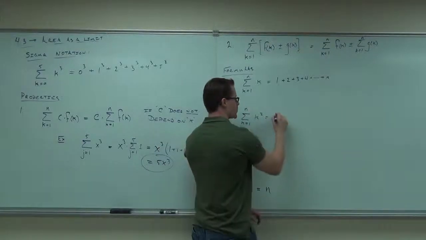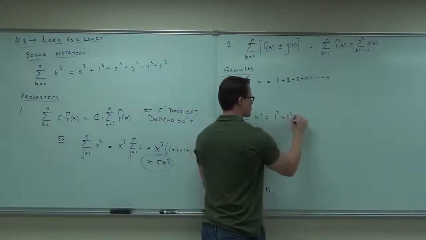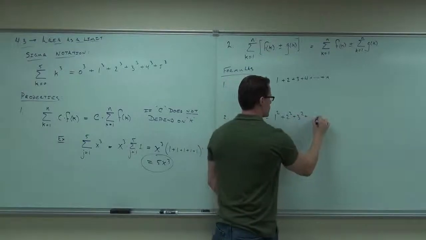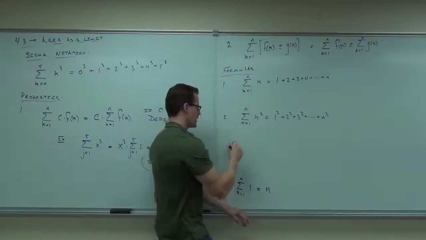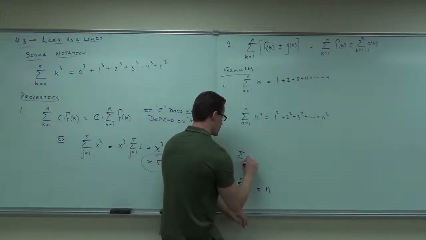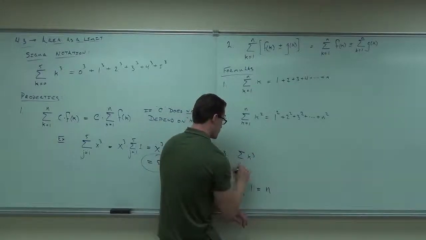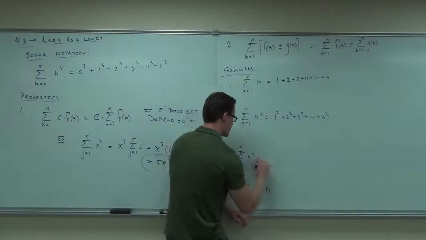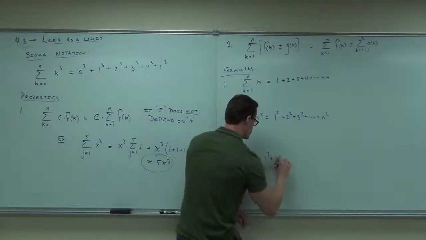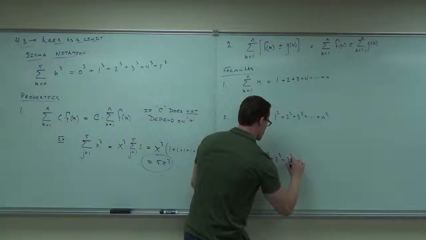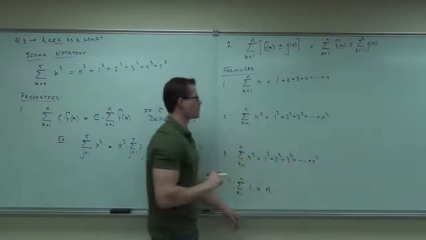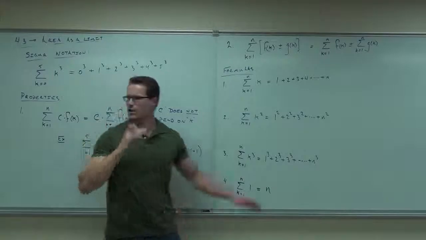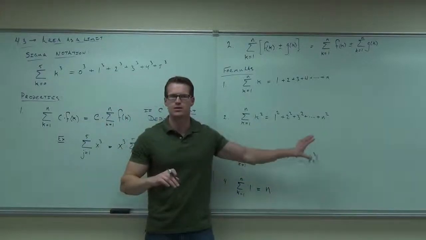And what this stands for is 1 squared plus 2 squared plus 3 squared plus all the way to n squared. Agreed? Okay. And what this one stands for is 1 cubed plus 2 cubed plus 3 cubed plus all the way to n cubed. Are you okay on all this notation right here, what this is?